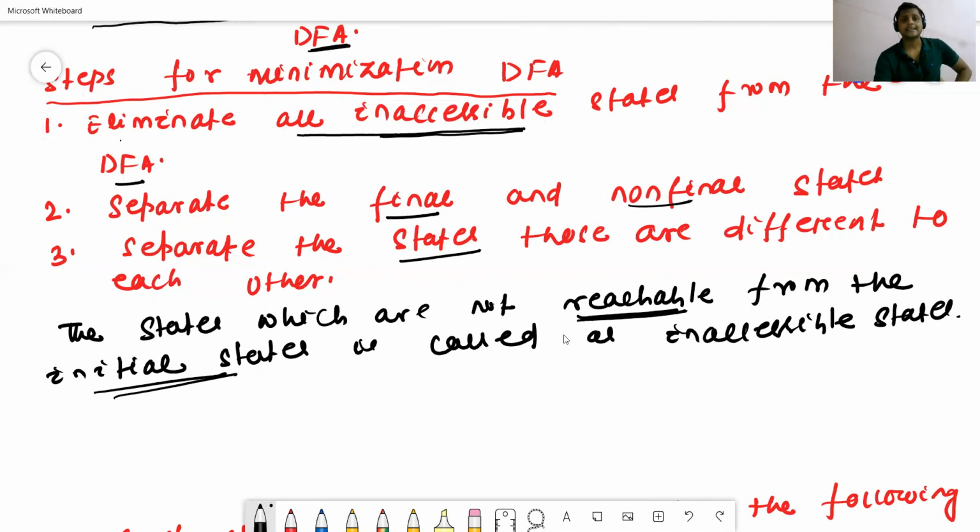Okay, the second step. Hope all of you understand the meaning of elimination of inaccessible states. Now we'll try to understand how to remove inaccessible states and how to separate final and non-final states, using the algorithm and some examples.